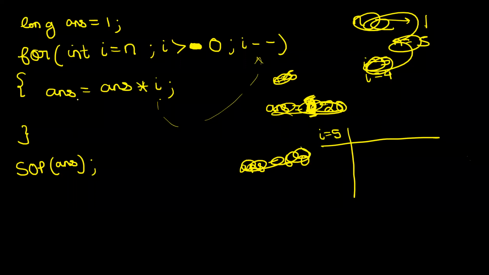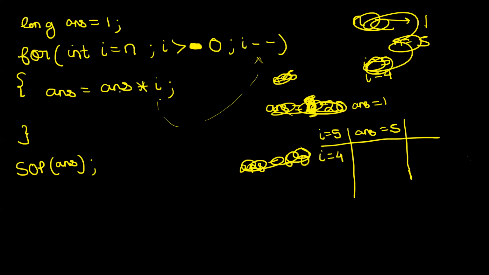And what will happen? answer = answer * i. So what will be the value of answer? Answer was initially 1. And when I do answer = answer * i, the value of answer will become 5. Okay. Next, what will happen? We do i--. So the value of i will now become 4. Okay, 4 is greater than 0, so I again enter inside the loop.